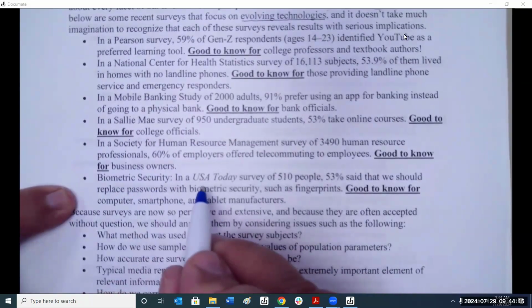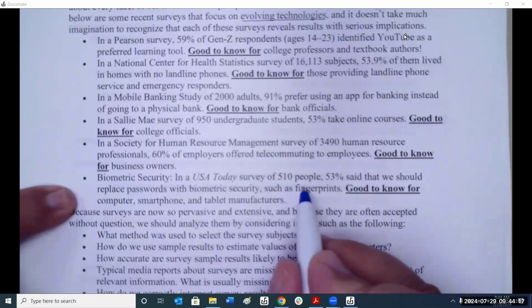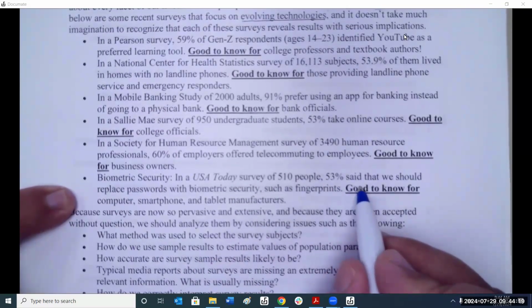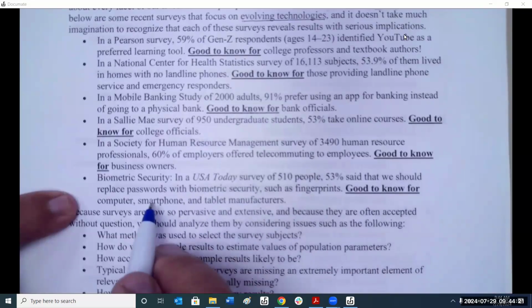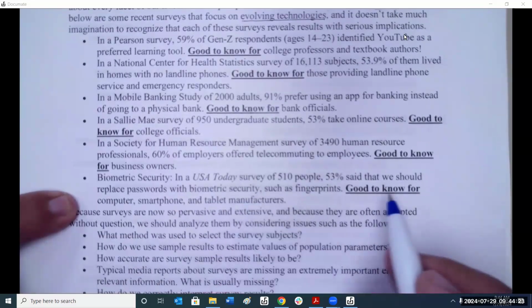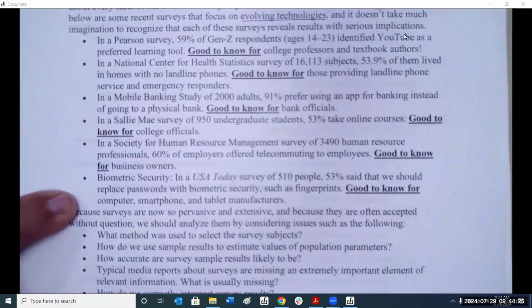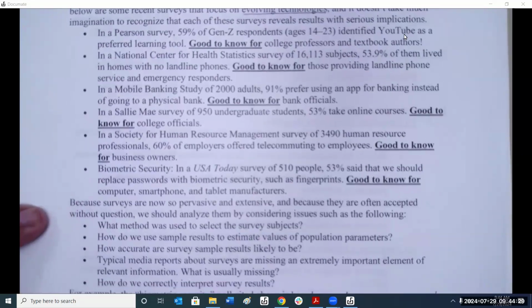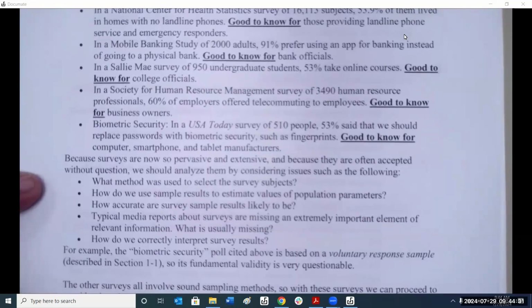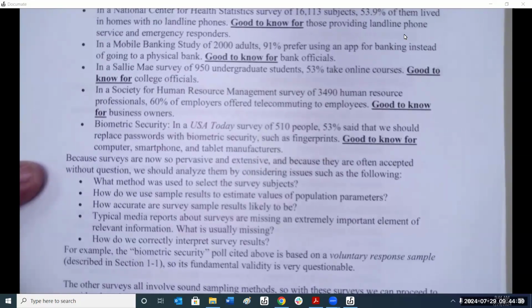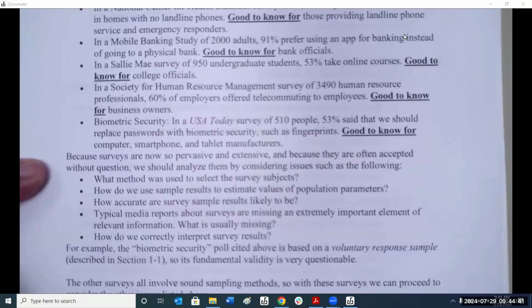Biometric security. In the USA Today survey of 510 people, 53% said that we should replace passwords with biometric security, such as fingerprints, eye scans, face recognition. So if you have biometrics, a fingerprint, and you ever burn your finger or you lose your finger, you're locked out of everything. There's always a downside to everything.